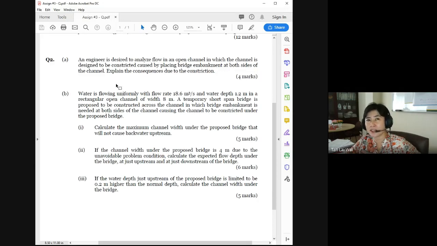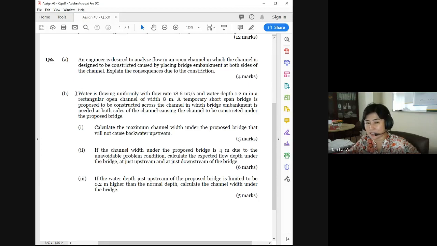Alright, so in case 2 and case 3, Y2 will be the critical depth, whereas for case 2, Y1 and Y3 are still the same as Y0. But for case 3, Y1 would be subcritical flow, that means higher than YC, and then Y3 would be in a supercritical state, that means Y3 would be less than YC. Alright, I hope you are clear on that.